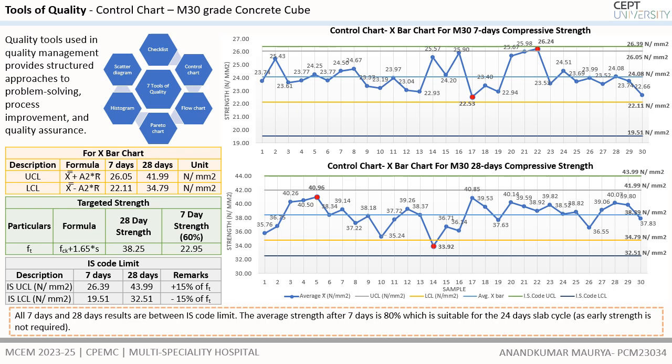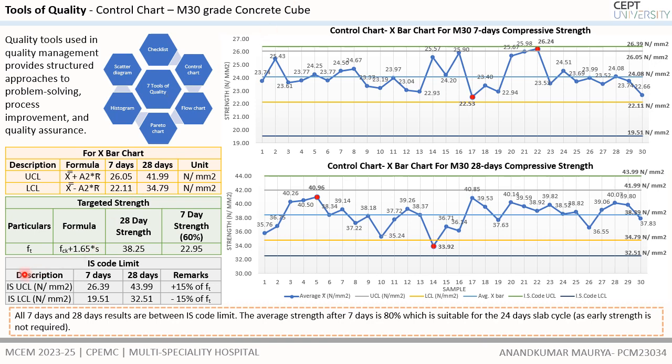Here we are showing the 7 days and 28 days M30 grade concrete cube control chart, where the red dots in the control chart show the uppermost and lowest results of the cube. In the 7 days control chart, the formulas give an X bar upper control limit of 26 Newton per mm square and a lower control limit of 22.11 Newton per mm square.